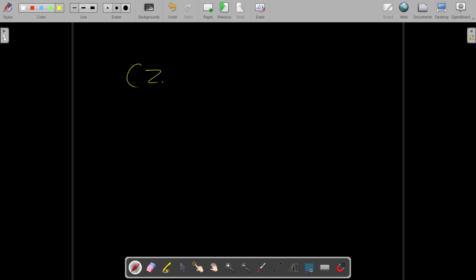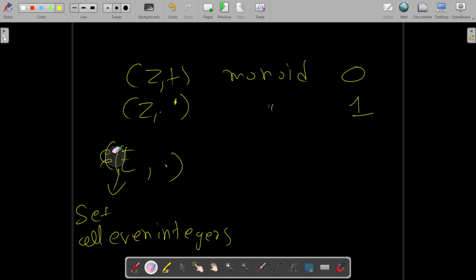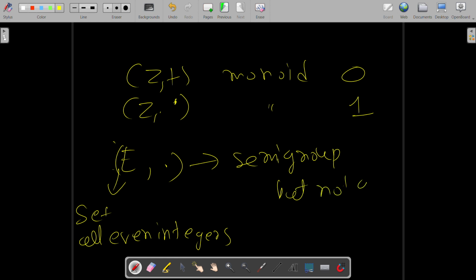Here Z plus is a monoid with identity 0, Z dot is a monoid with identity 1. Let E be the set of all even integers, and we define the binary operation as multiplication. Then this is a semigroup but not a monoid, as the identity element 1 does not belong to E.